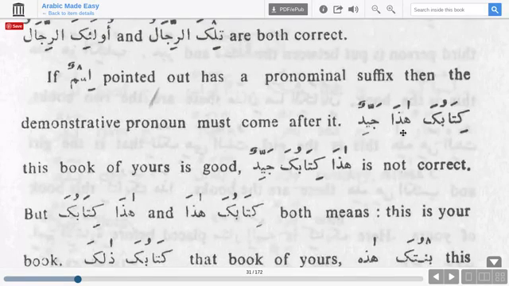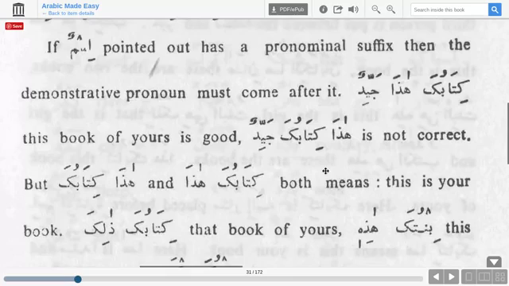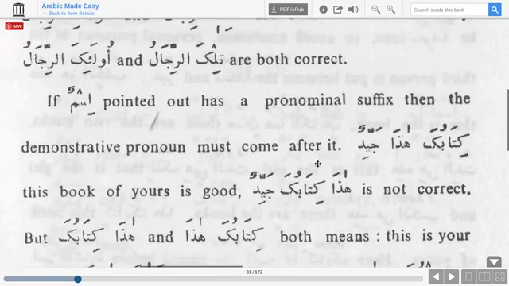I wouldn't say that in Arabic either. I wouldn't even really write that in Arabic. I wouldn't say kitabuka hadha jayyidun, even though it's correct. I would say hadha kitabuka jayyidun. That's what I would have said in Arabic. I wouldn't write it or say it like he has it written. He says to write hadha kitabuka jayyidun is not correct. I don't agree with him there.